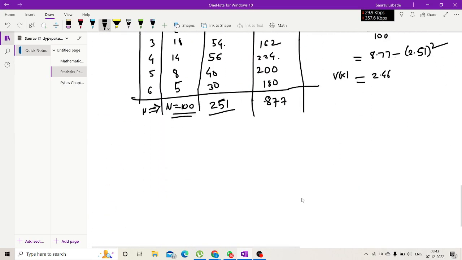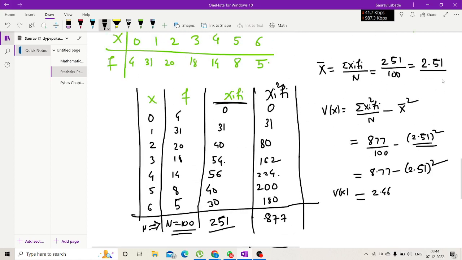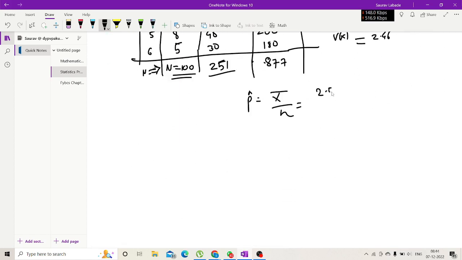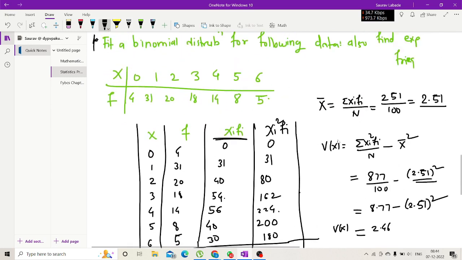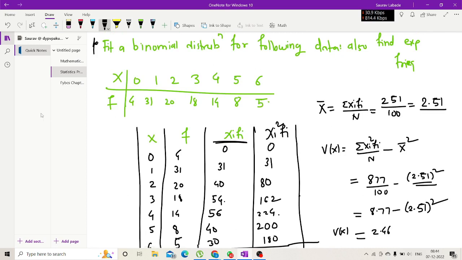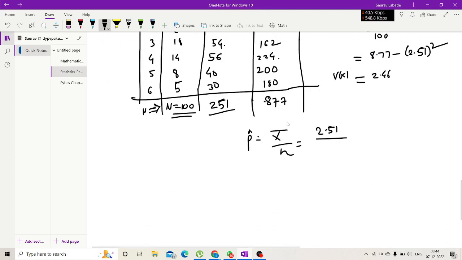I will just find out the p estimate. Just tell me, what will be the p estimate then? It is x bar upon n. The value of x bar we already know, right? It is 2.51. So that will be 2.51 divided by what will be n? Tell me what is the value of small n. What is small n here? N is 6, okay. N is nothing but the highest value of x. So n will be 6 here. So that is 2.51 divided by 6.